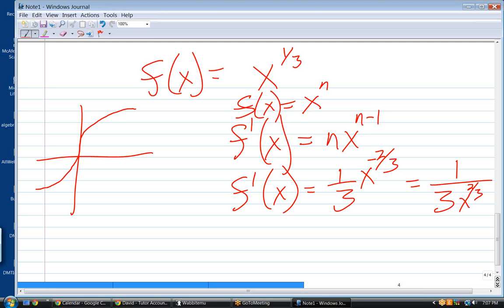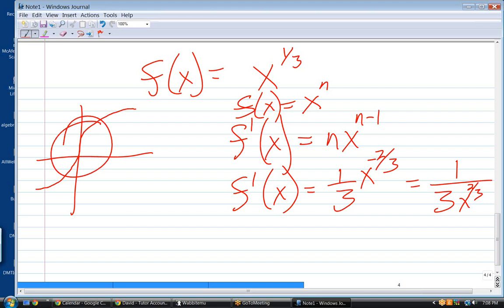Wouldn't it be 1 over 0? Which is what? Undefined. Correct. Or, remember, when we're talking slopes, undefined slope means what kind of slope? Vertical line. Remember, the slope of a vertical line is undefined. So when we come up with a derivative that's undefined at a point, I know what my slope is.